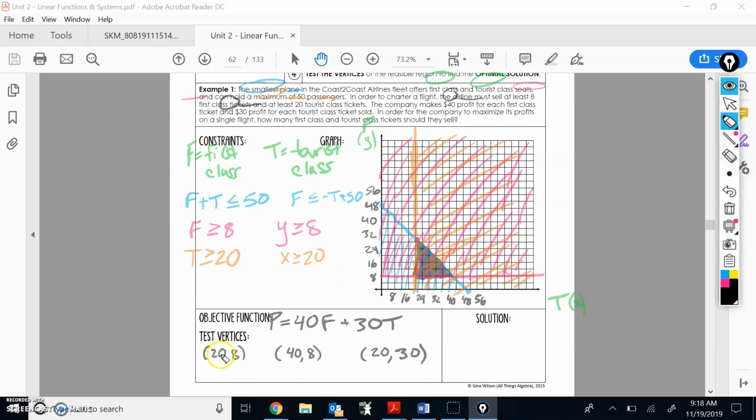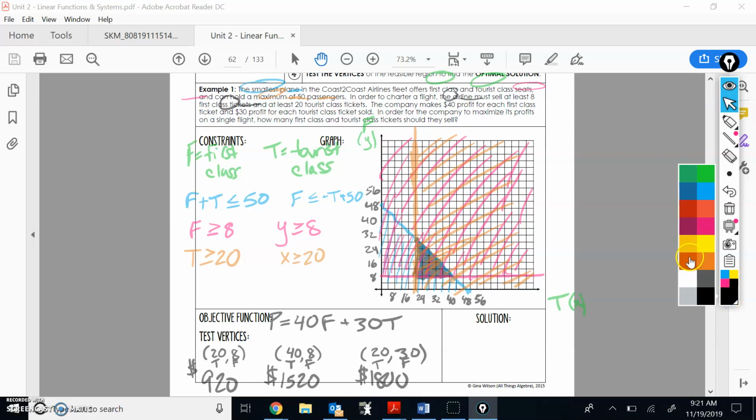What we're going to do now is plug in 20 and 8 for T and F, and see what that equals. We're going to do the same thing for 40 and 8, and then plug in 20 for T and 30 for F, and see what that gives us as our profit in our objective function. Plugging 20 and 8 into the P formula for profit gives us 920. Plugging in 40 and 8 gives us 1520. Plugging in 20 and 30 gives us 1800.